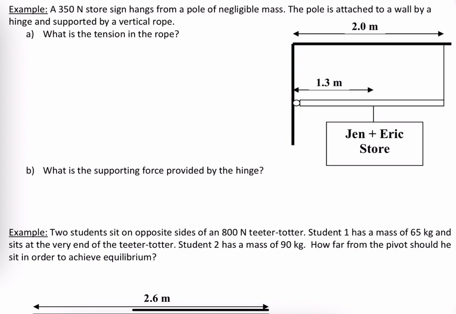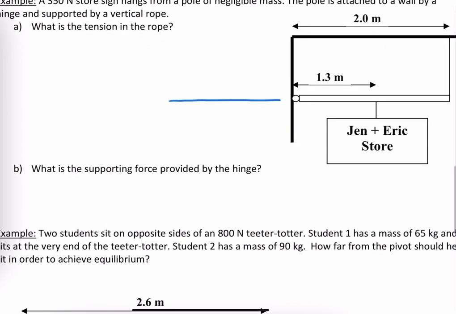Now, because I don't have tons of space, I'm tempted to just draw my free body diagram on top of the existing one. But actually, you know what? Let's set a good example here. Let's do this properly. It might be a little tight for space, but let's see if we can do it. I'm going to draw that pole again. And I'm going to draw the forces acting on it. So there's the force of the sign, which is 350 newtons. That's acting in the middle of the pole, and it's going down.